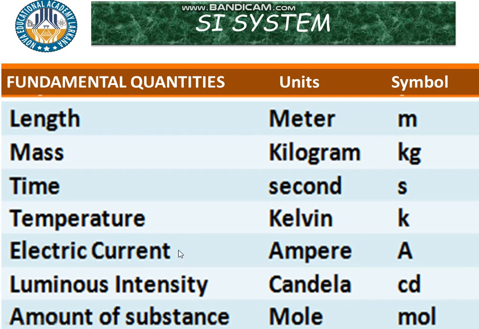Electric current. The unit of electric current was taken ampere. The symbol is capital A. Luminous intensity or intensity of light. The unit of intensity of light was taken candela and the symbol is cd. And the last is the amount of substance whose unit is mole and the symbol is mol. So dear students, that's all about the physical quantities, the types of physical quantity, base quantities, derived quantities, and the system of units and the SI system.